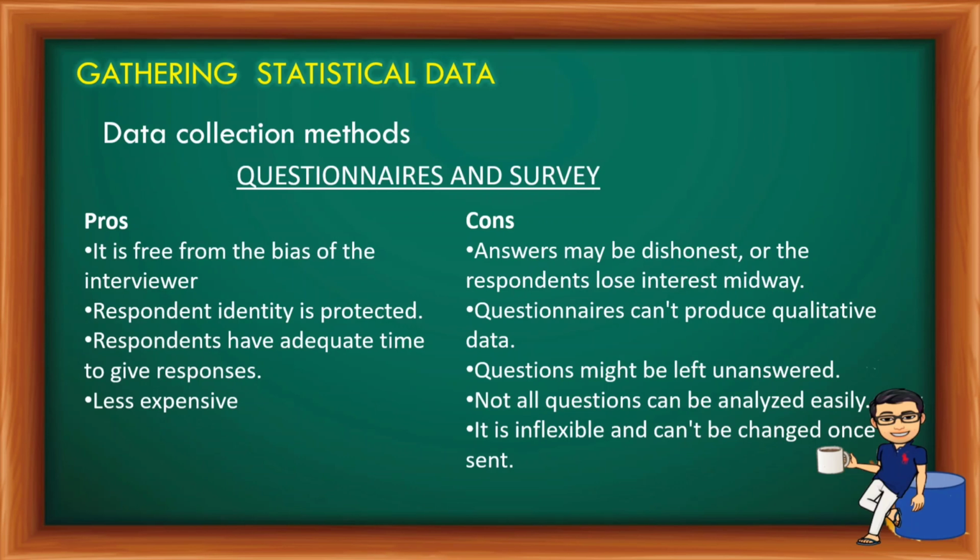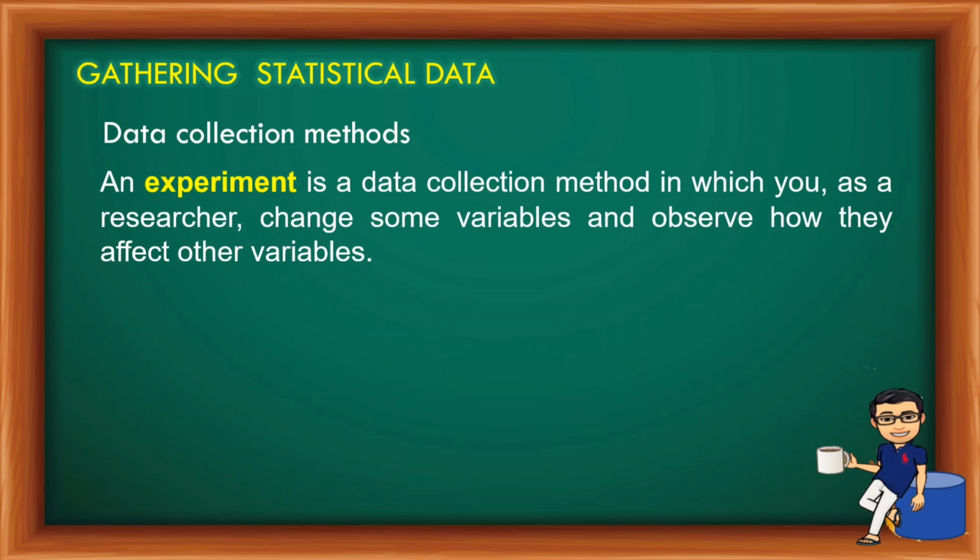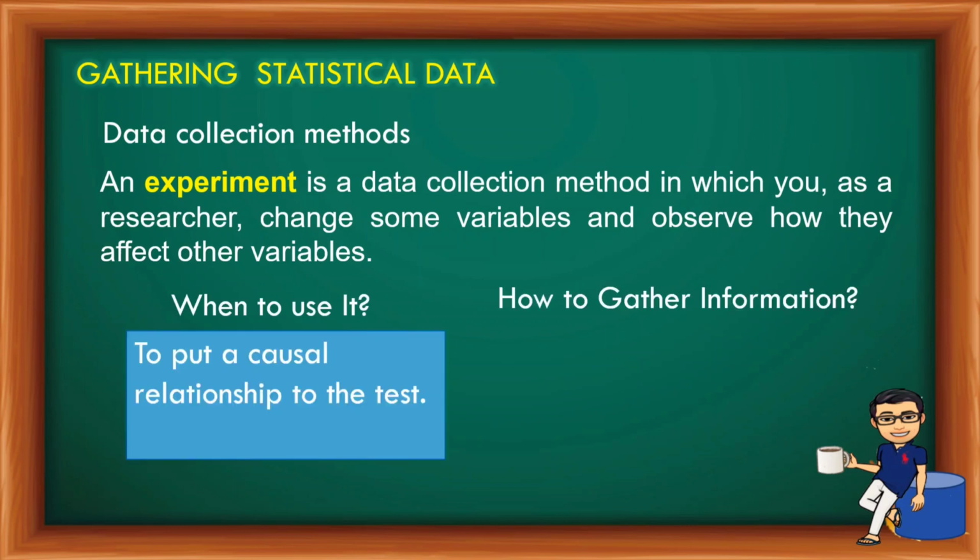The last one is the experiment. So an experiment is a data collection method in which you, as a researcher, change some variables and observe how they affect other variables. So the variables that you manipulated are known as independent variables. Dito yan sa experimental, and the variables that change as a result of manipulation are known as dependent variables. So, usually kapag pinag-uusapan talaga ang experimental approach in collecting data, napakahalaga yung independent variables at dependent variables.